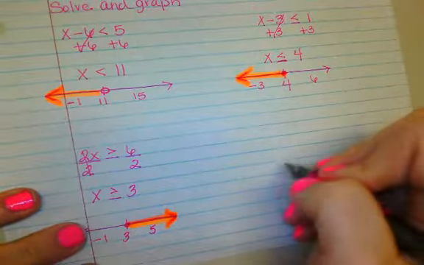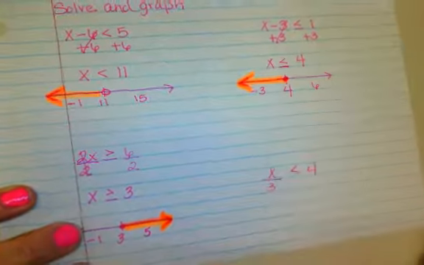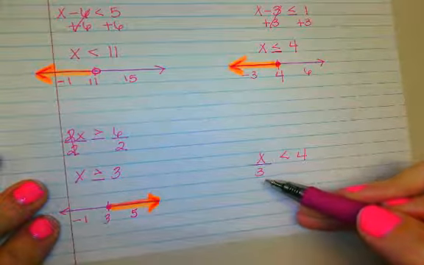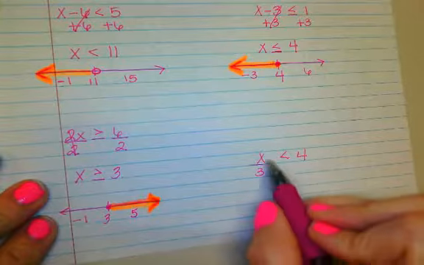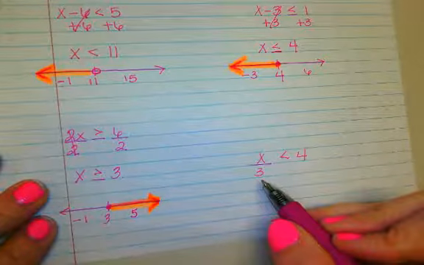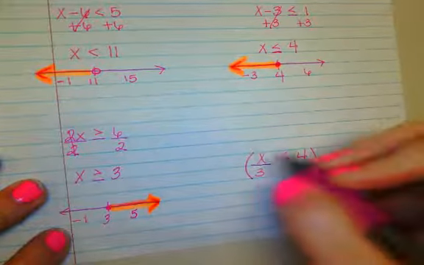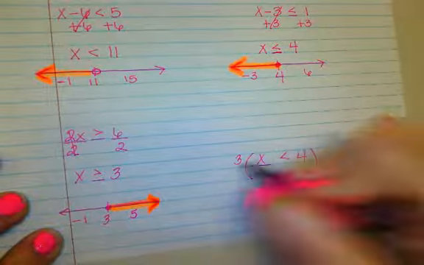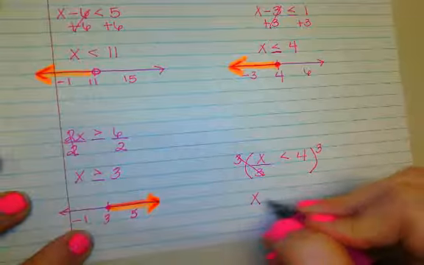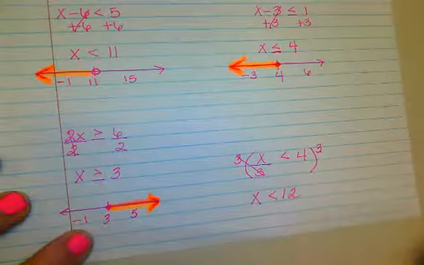All right, our last one is x over 3 is less than 4. Anytime we see it like this, guys, I know you've heard me say it a million times, fractions are division. So this means division. And anytime we're dividing, we do the opposite, which is multiply. And we multiply by the denominator on both sides. So our denominator is 3, so we'll do 3 there and 3 there. This cancels and leaves x is less than 4 times 3, which is 12.